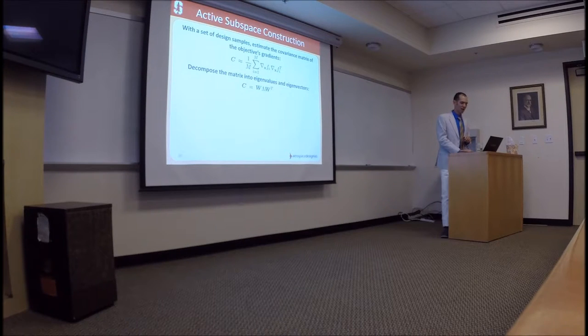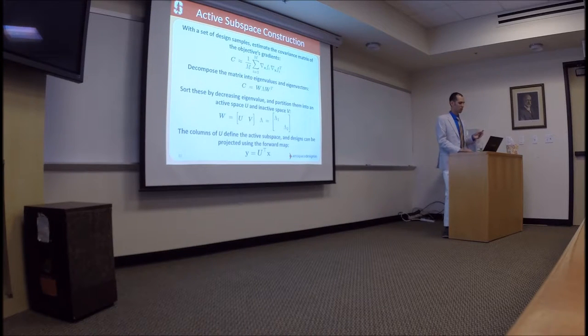In recognizing that small eigenvalues indicate that the corresponding eigenvector is approximately in the null space of this matrix, we can partition the eigenvector matrix into an active space U and an inactive space V. We discard the inactive space V and retain the columns of U to form the basis of our active subspace. We can now project designs down into the active subspace using this forward map, a simple linear combination of the inputs. From a high level, this algorithm is very simple, and indeed it programs up in MATLAB and Python in about 10 lines of code.